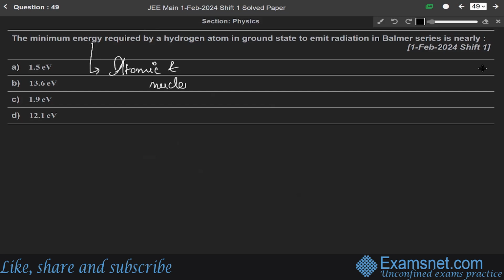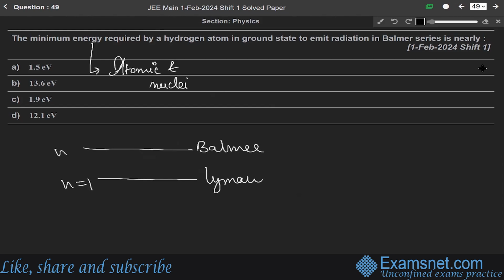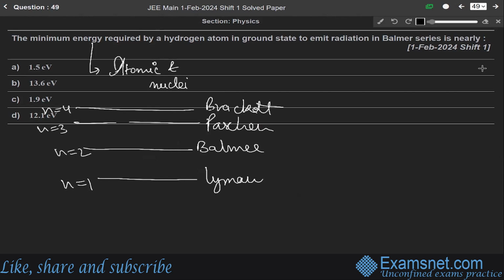Atomic and nuclei. Now it is asking about the Balmer series. The Lyman series is n equals 1, Balmer is n equals 2, Paschen is n equals 3, Brackett is n equals 4, and Pfund is n equals 5. This is a spectrum, okay? Lyman, Balmer, Paschen, Brackett, Pfund.